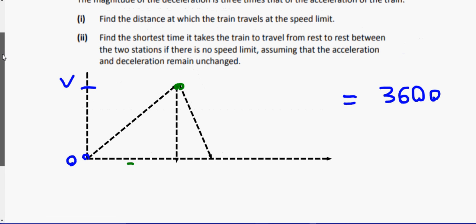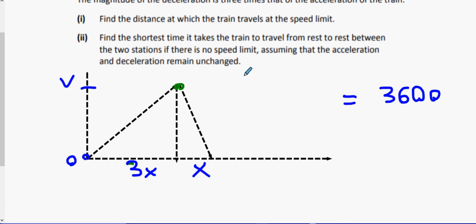If there's no such speed limit, acceleration and deceleration are the same. Once again, if the acceleration is 3 times the other one, one of the times will be 3x and the other time will be x. And we're assuming that the acceleration and deceleration remain unchanged.